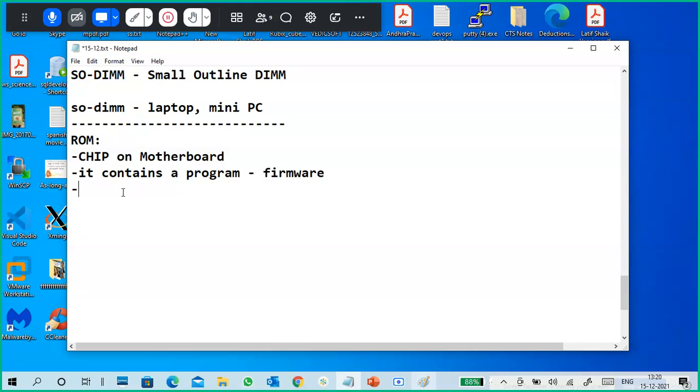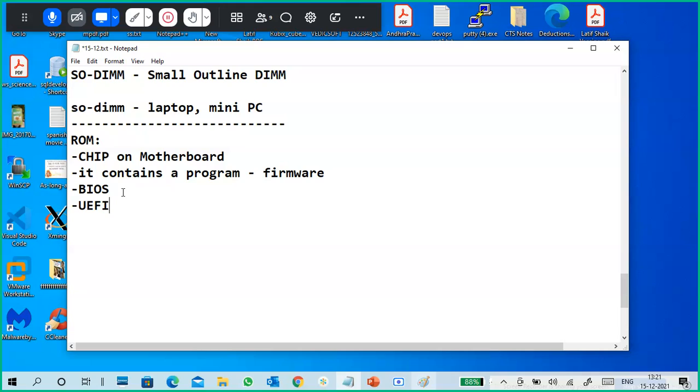You have anything, mouse, keyboard, or any electronic device, like you power on and it starts working. So how does it start? Based on the firmware only. So that is a firmware. In our PCs, we call this firmware BIOS.